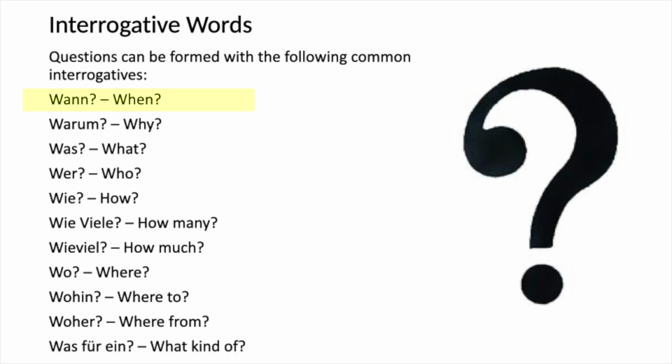So let's say those together once again. Wann is when. Warum is why. Was is what. Wer is who. Wie is how. Wie viele, with the space between the two words, is how many. Wie viel as one word is how much. Wo is where. Wohin is where to. Woher is where from, and was für ein is what kind of.